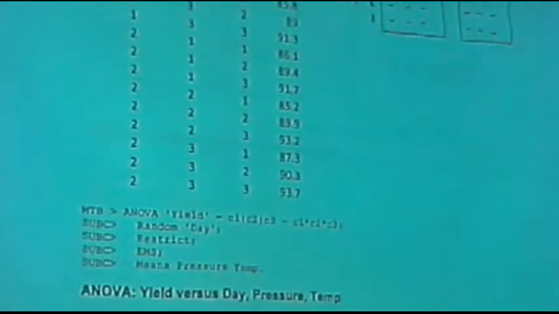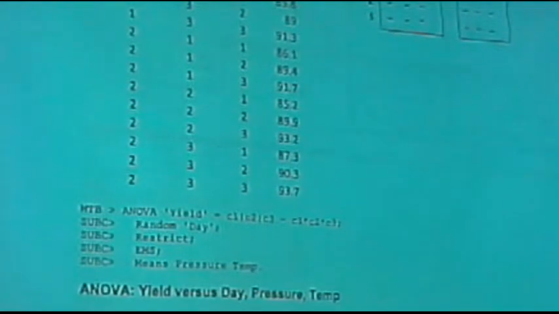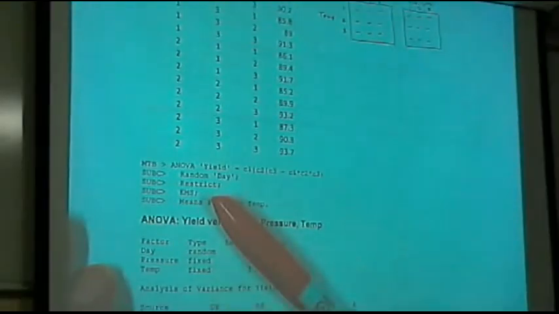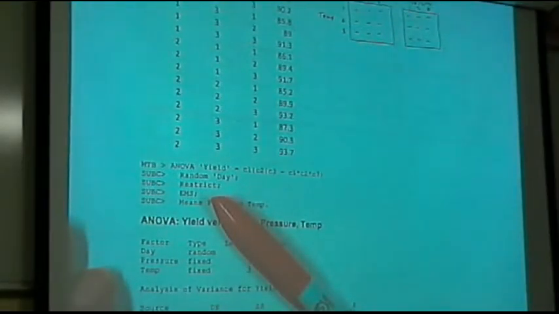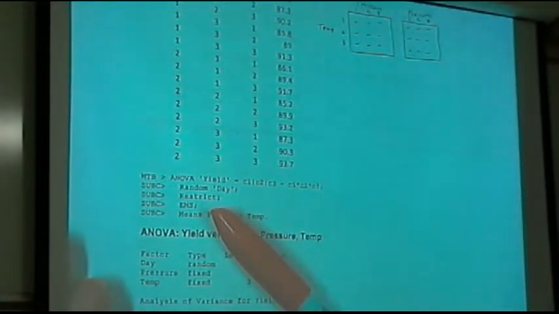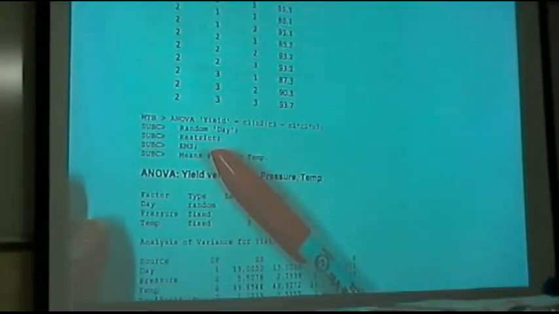Now you notice in the Minitab command that I used here, and in other examples that I've used before today, I've got this subcommand of restricted. I'm telling Minitab to assume a restricted model. So I did it again here.